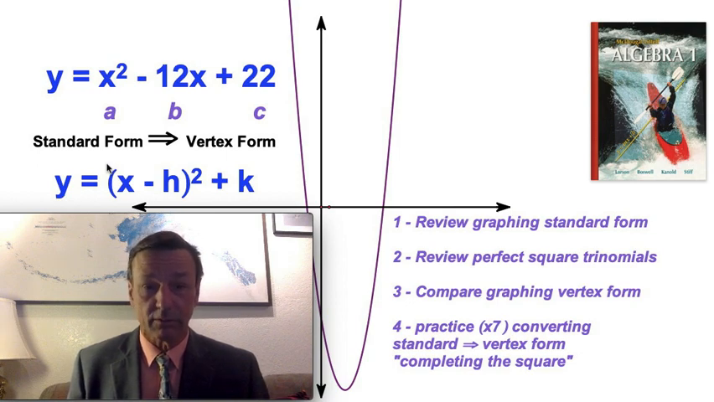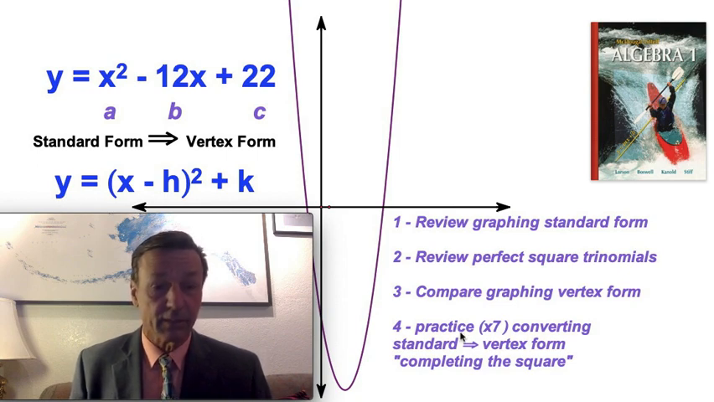But again, we're going to start by looking at graphing. Then we're going to review what a perfect square trinomial is. And then we'll graph maybe 2 in the vertex form. But then we can see we can do it without graphing. So are you ready? Let's hit it.